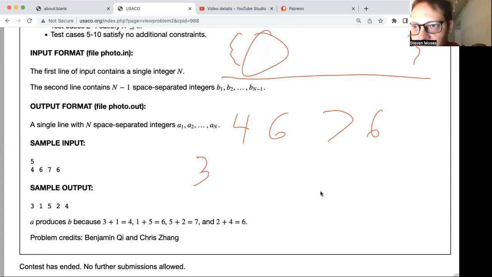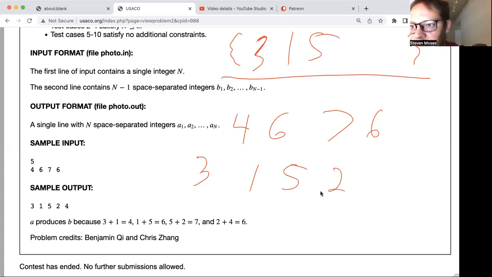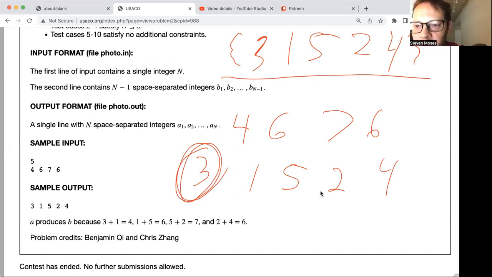3 is going to go into the set. 4 minus 3 is 1. 1 goes into the set. 6 minus 1 is 5. 5 goes into the set. 7 minus 5 is 2. 2 is going to go into the set. 6 minus 2 is 4. 4 goes into the set. We've finished. So with 3, you always want to try the smallest number here.